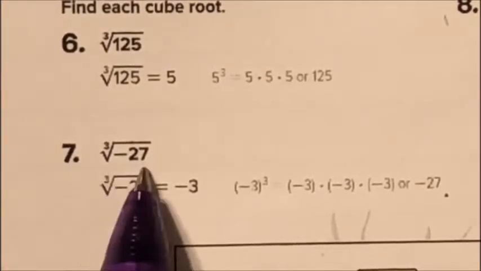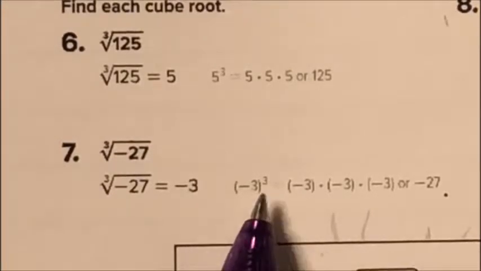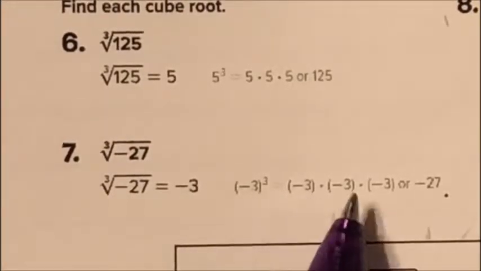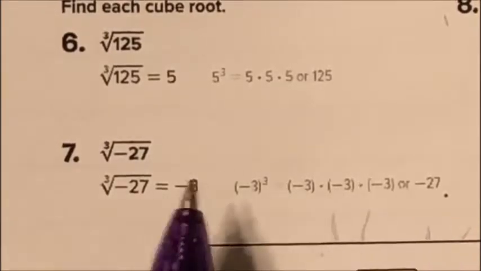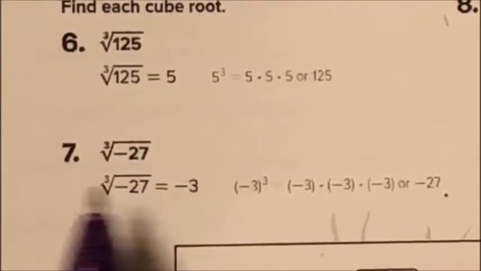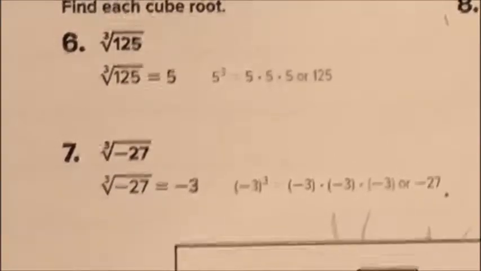Number 7, cube root of negative 27. Now remember when we said square roots, you couldn't have things that were negative inside square roots. You can in cube roots, because if I do negative 3 cubed, negative 3 times negative 3 times negative 3 gives me a negative 27. So negative 3 is the cube root of negative 27. Okay?